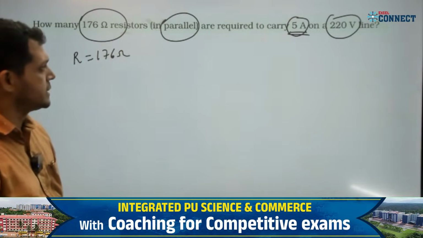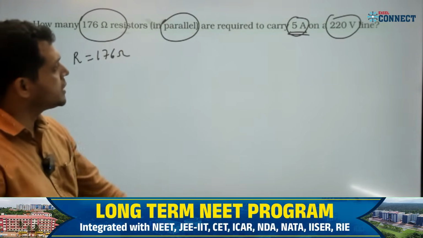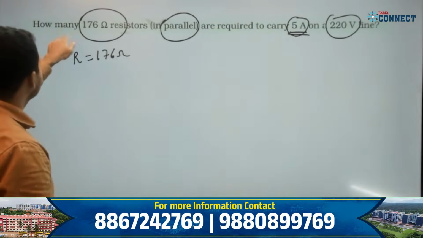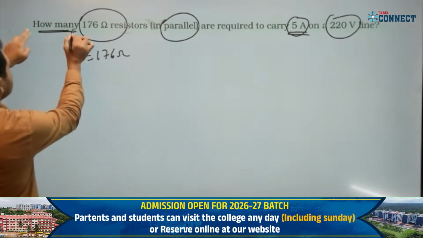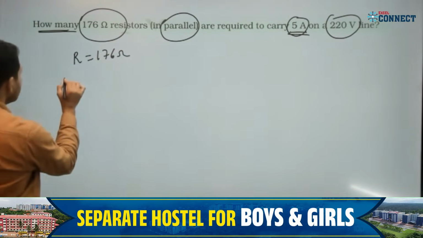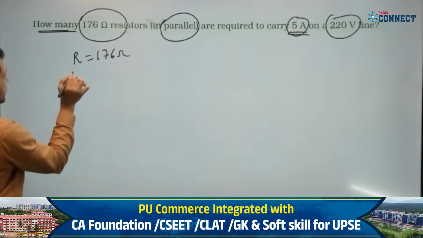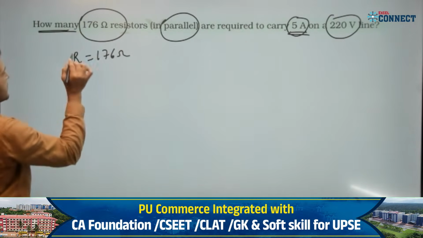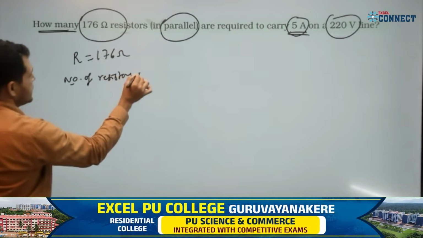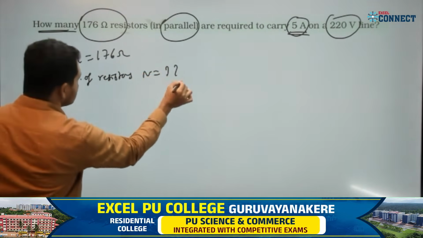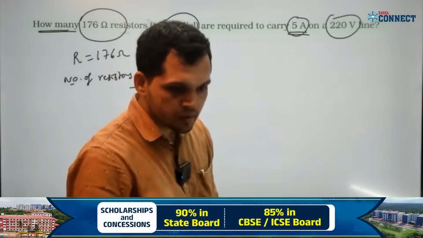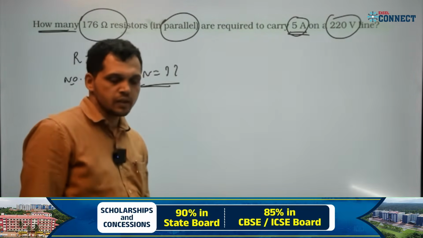Correct? 5 ampere current. Now what should be the equivalent resistance? Now we need the total number of resistors. Correct? How many 176 ohm resistors are required? That is, the number of resistors required, n, is required. This is the required data. That is the question. Correct? Is it clear?